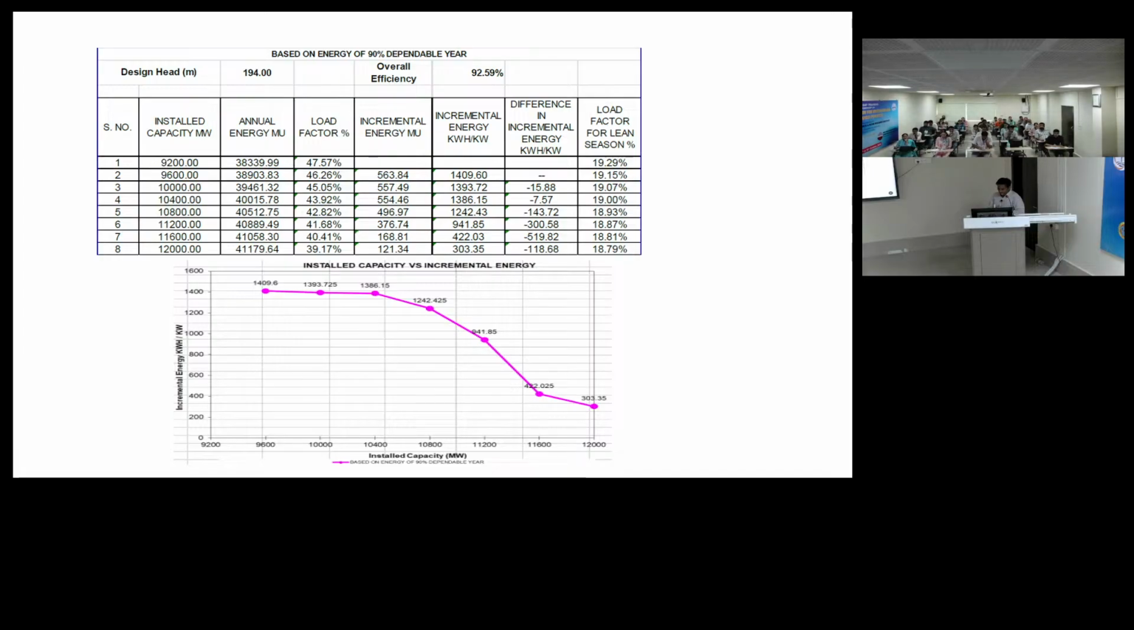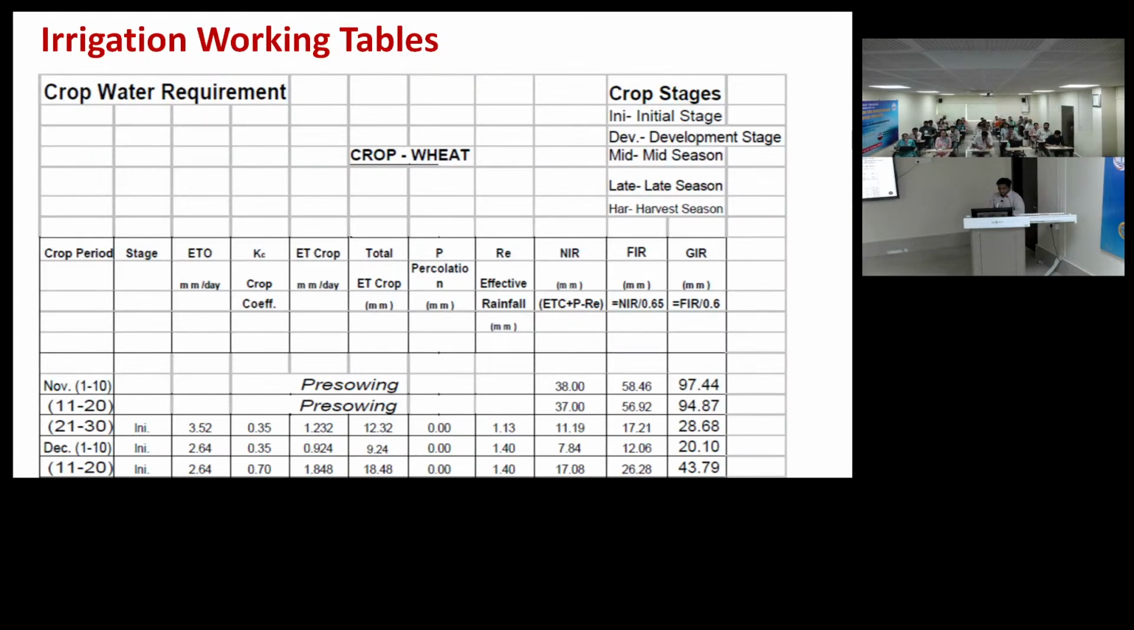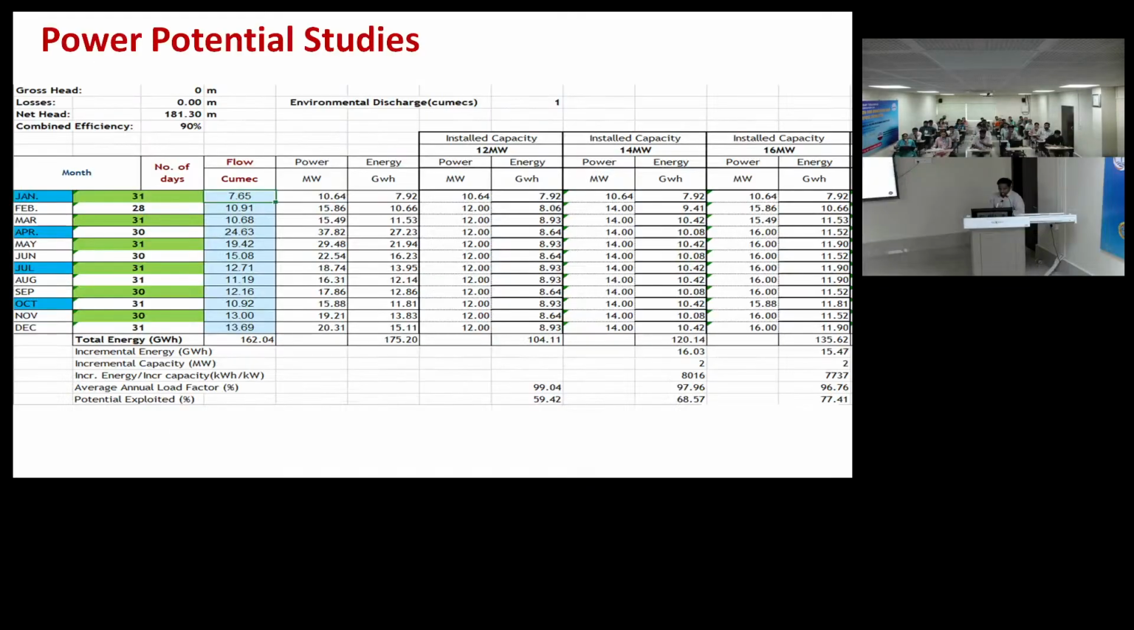If you are not getting it at this moment, no problem, you should just understand that power potential studies are required for hydro power plant capacity fixation, and also to fix our FRL in case of hydro plants.